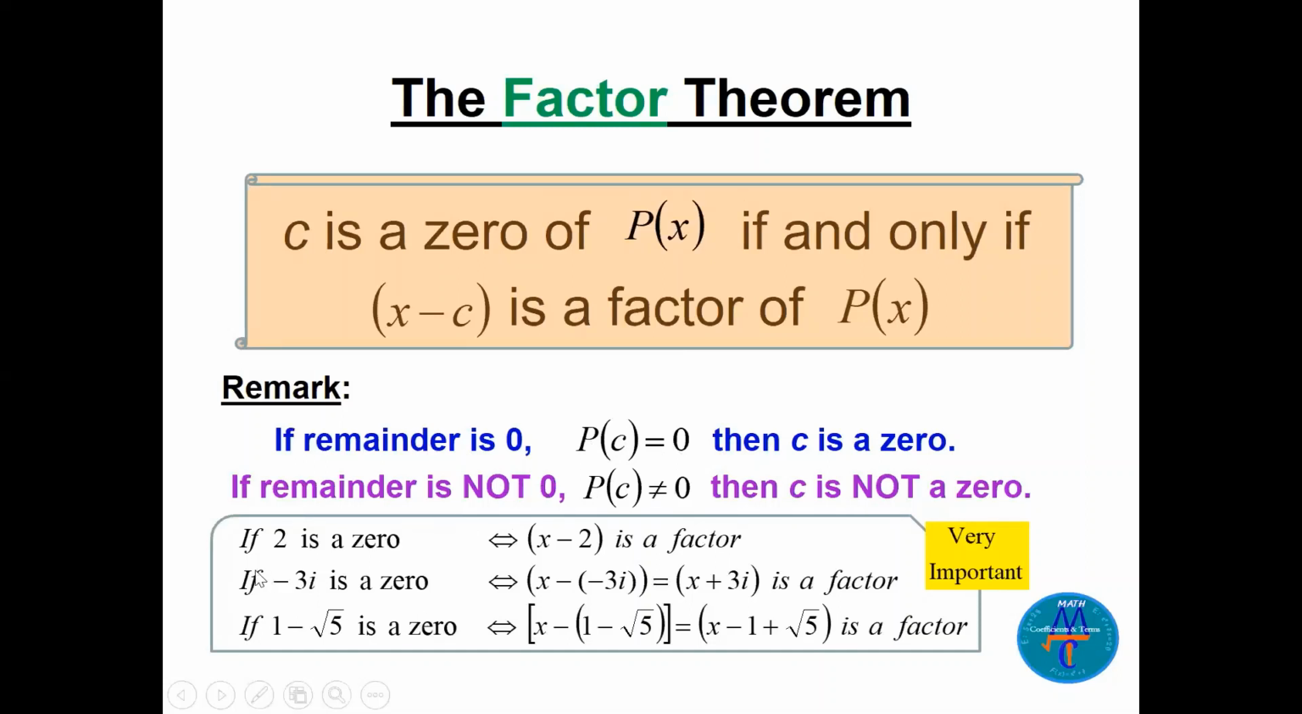Just here to explain something very important. If 2 is a 0 of a function, then we can take the factor x minus 2 is a factor. If we have minus 3i is a 0, complex maybe, so we say x minus the 0. See, it's always x minus the c, the number. x minus, and the 0 itself is minus 3i. So x plus 3i is a factor. Here we have something in the radical, 1 minus square root of 5. So x minus the same 0, then you can change the sign here, becomes x minus 1 plus square root of 5 is a factor. That's very important to understand, please.